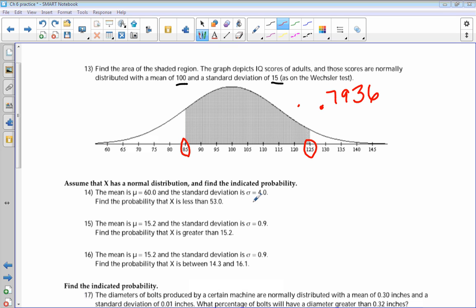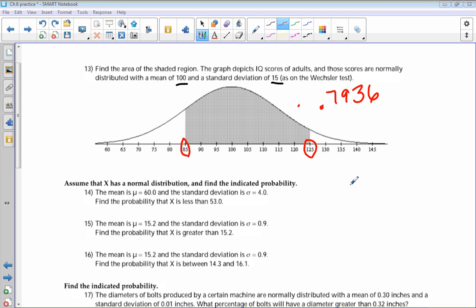So what that means is if we picked one person out of the population, there's a 79.36% chance that that person would have an IQ between 85 and 125. So that's the majority of the population, obviously.